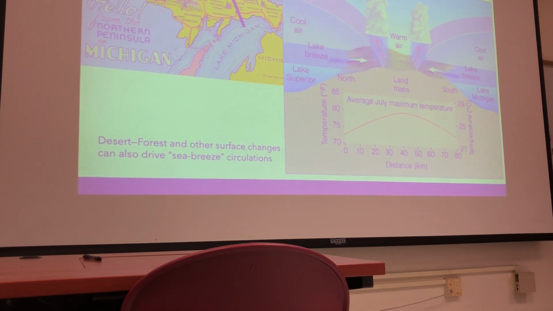Now, we can also see this in any other place where you have a contrast of surface types. So we saw it for land, ocean, land and lake, but you can also see it between deserts and forests, if you have an area where those two are closely adjacent to each other. Because as with the land, the desert tends to warm up faster than forest. There are some places in Australia where this is an important circulation.